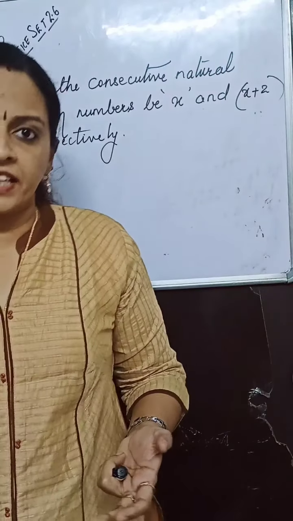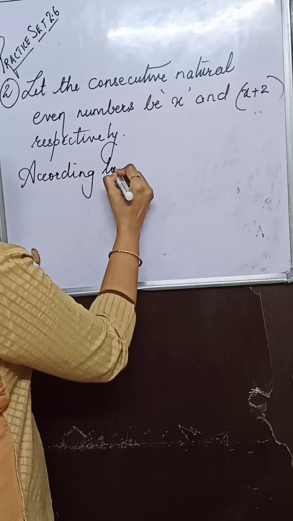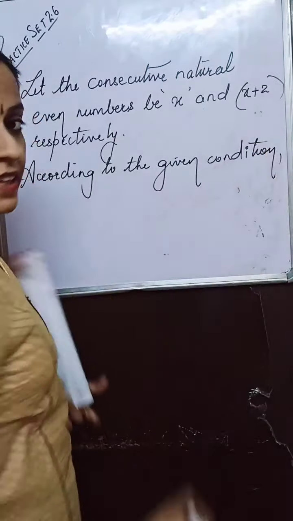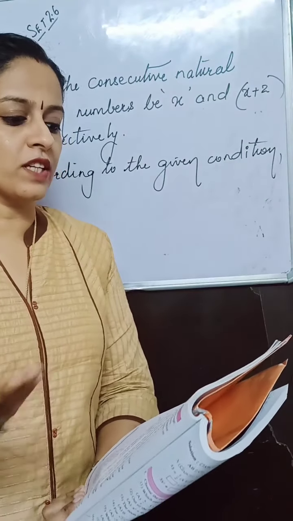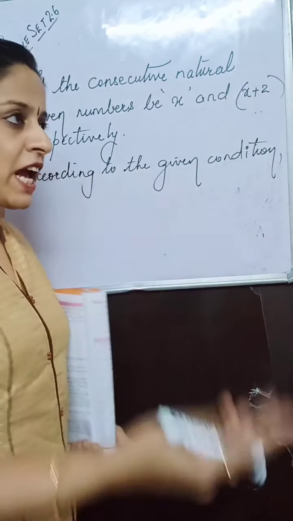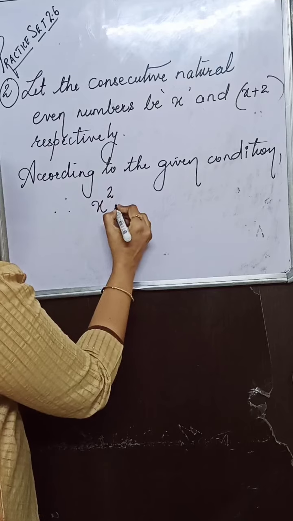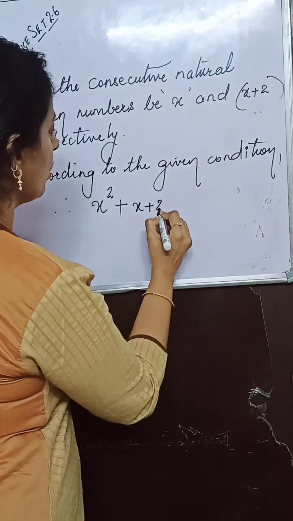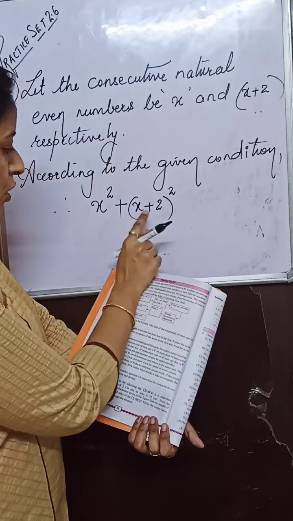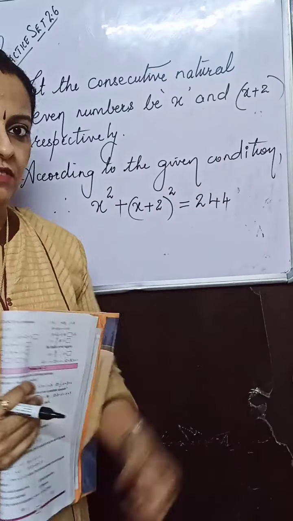Now read the condition. What is the condition? The sum of, okay, so directly we will write according to the given condition. What is it? Sum of squares of two consecutive natural even numbers. We got two consecutive natural even numbers. Now we have to add, and what you have to add? Sum of the squares. So first do the square of this number, then add both. So this will be x square plus, second number is x plus 2 the whole square. Sum of the squares of two consecutive even natural numbers is 244. So, equal to 244. We got the condition.